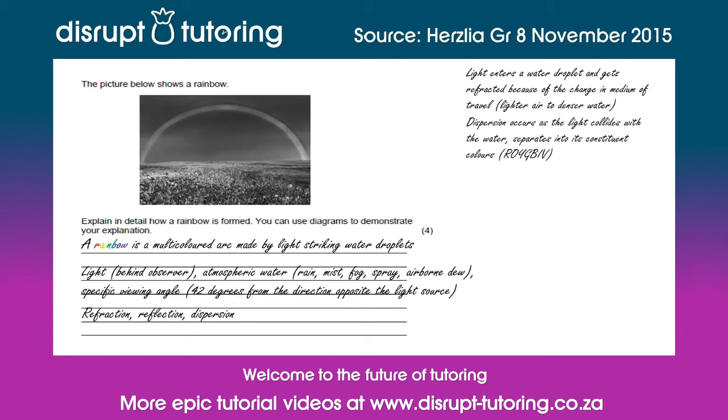And when this happens, there also is dispersion that occurs, again due to the change in the medium. When the light collides with the water, it separates into its constituent colors. While it's traveling, it's white light, and when it hits the water droplet, it separates into the electromagnetic spectrum. This happens because the light waves that make up white light all travel at different wavelengths. And so it separates into its constituent colors, which are red, orange, yellow, green, blue, indigo, and violet.